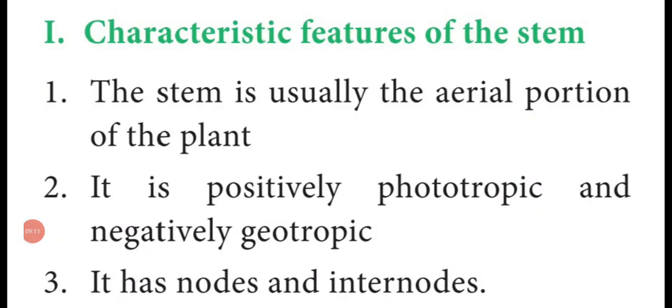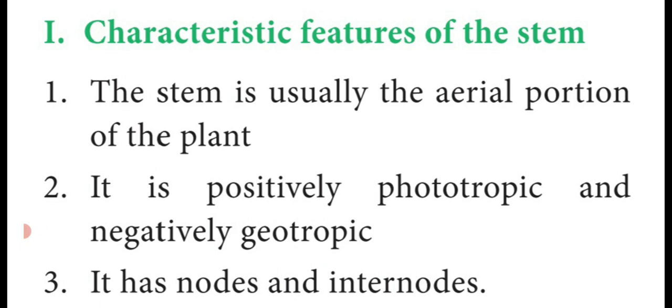Dear students, the next important 2 mark and 5 mark question: general characteristic features of stem. Dear students, stem is the aerial portion of the plant, that means above the ground level. Now only I showed the diagram. The above portion located in the plant is known as stem or shoot system.